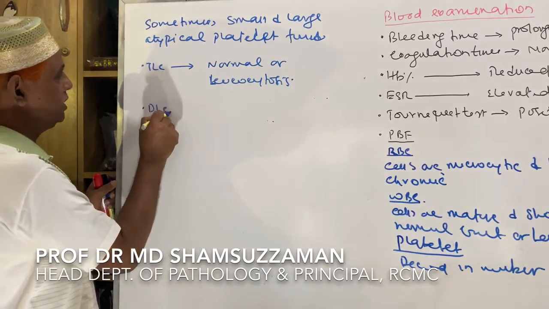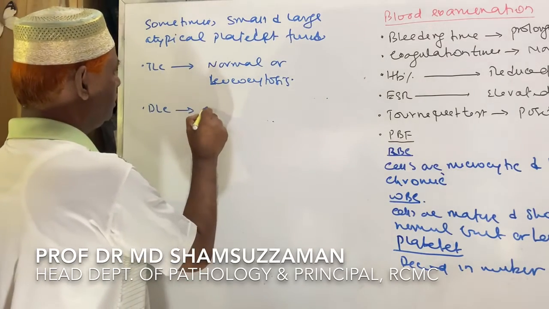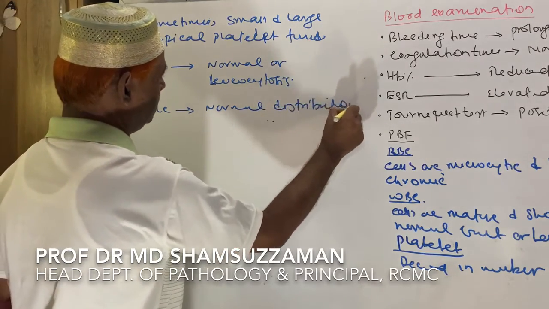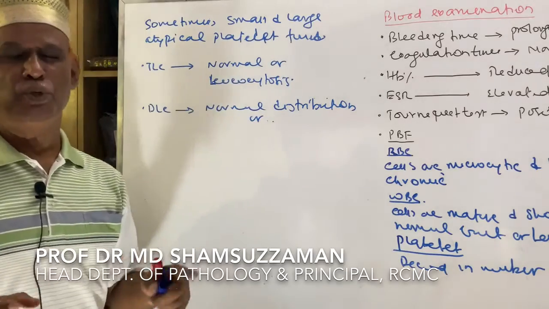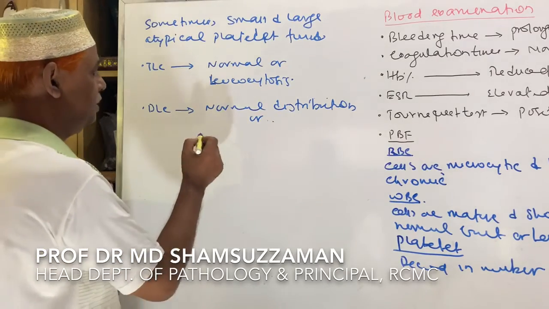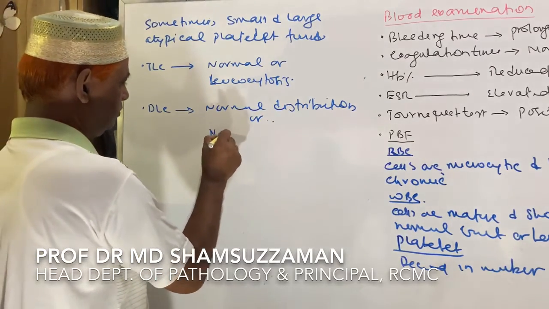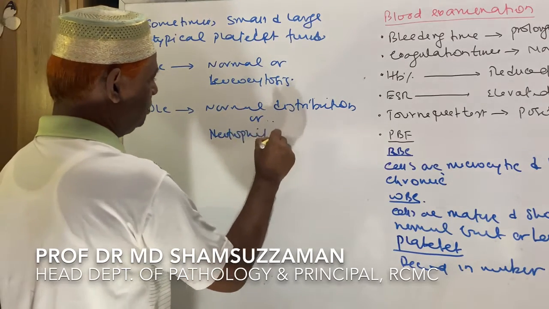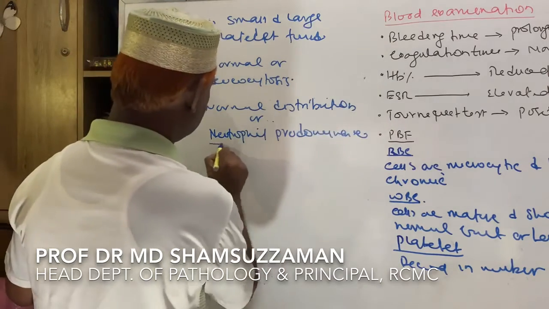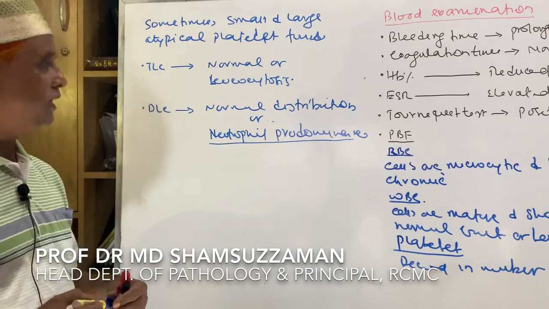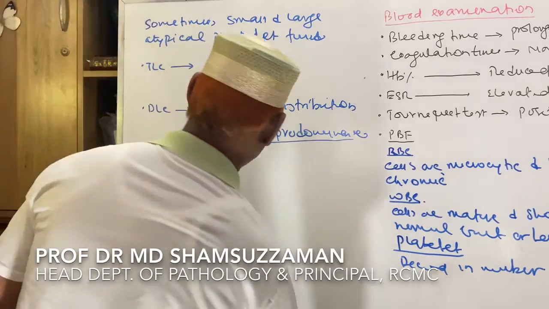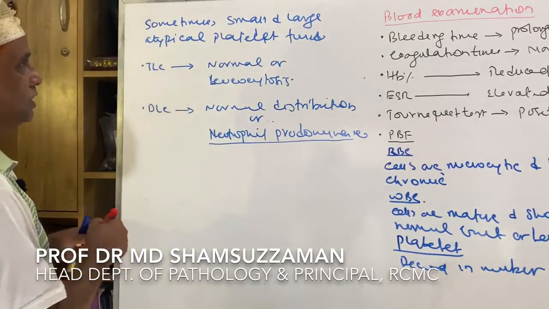Then differential leukocyte count, it may be normal distribution, or during the episode of hemorrhage there will be neutrophil predominance. When predominance? During the episode of hemorrhage. Otherwise, differential count is within normal distributions. Now come to bone marrow examination.